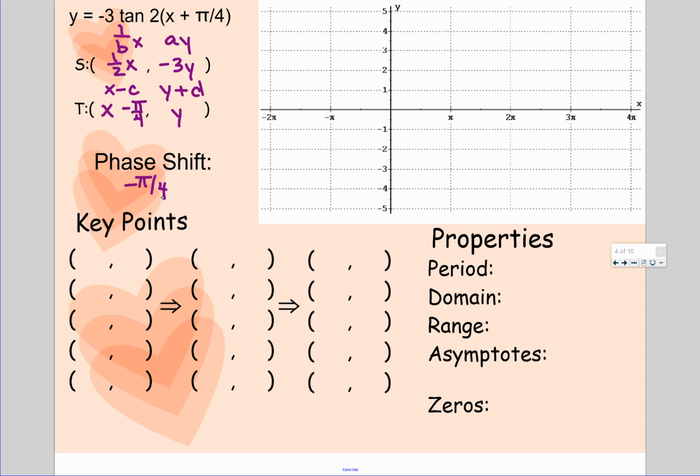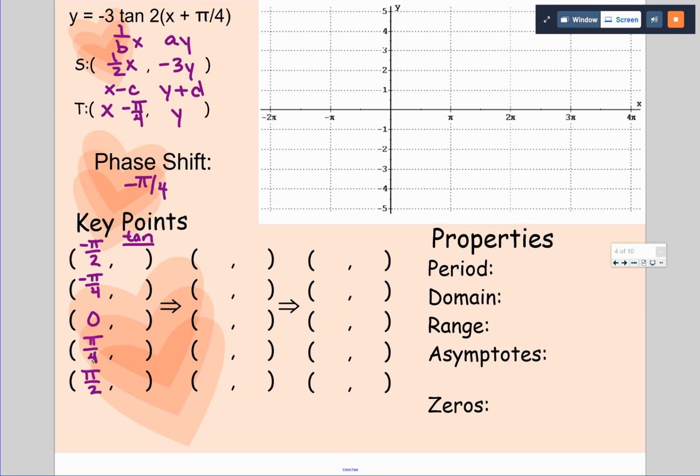Okay, key points. We are graphing a tangent function. Now, this is a little different than sine and cosine. The radian measures change based on which function you're graphing. Tangent, you need to remember, starts at negative pi over 2, ends at positive pi over 2. And it's every pi over 4 units. So I have a negative pi over 4, 0, pi over 4 in the middle.